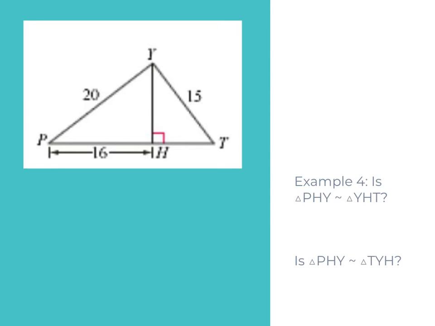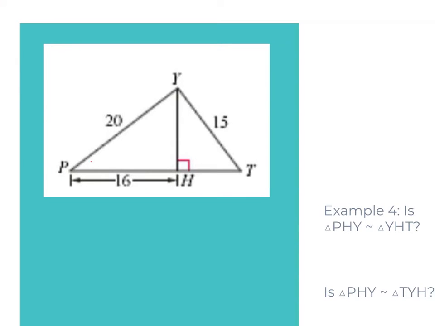Okay. All right, on this one, we want to know, is PHY similar to YHT? So if that were true, P and Y would be the same, or PH would match up with YH, HY in this triangle would match up with HT, and PY would need to match up with YT. I'm going to use the Pythagorean formula here to figure out first what this height x is, and then what this little piece y is, and then I can check are all my sides proportional.